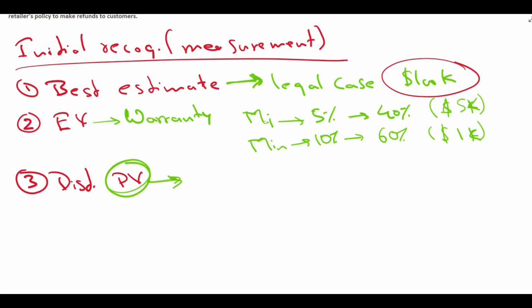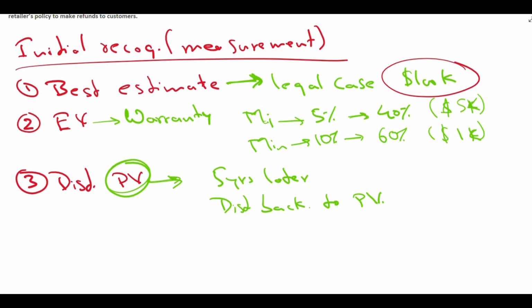The cost will happen 5 years down the line, but it is certain that the company has to do it 5 years down the line, and the amount can also be estimated. So in that case, the cost which will be incurred 5 years later has to be discounted back to present value and then recorded.